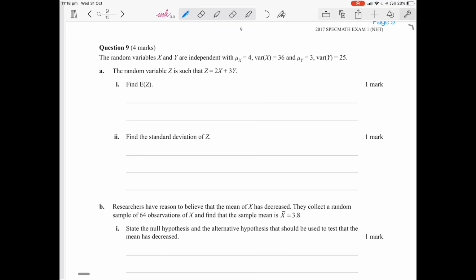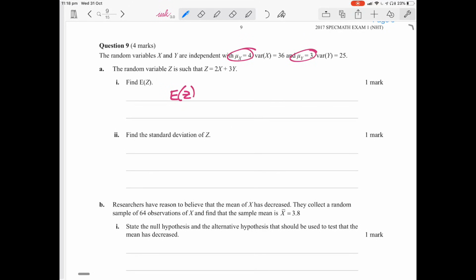Okay, random variables. Independent with mean of x that, so that's your mean of x. Your mean of y is 3. So my expected value of z is, so that's 2 times x, so my expected value of 2x plus my expected value of 3y. So E of z is 2 times 4, which is 8, plus 3 times 3, which is 9. So it's going to be 17.